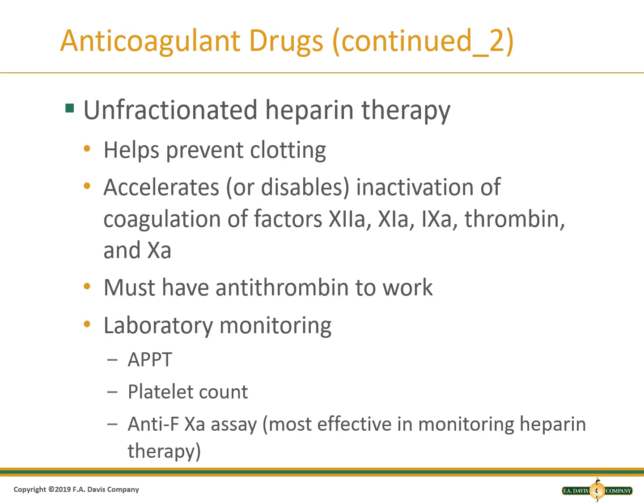We also have unfractionated heparin therapy, and this helps prevent clots. It accelerates the inactivation of coagulation factors 12A, 11A, 9A, thrombin, and 10A. It must have antithrombin to be able to work. It also requires laboratory monitoring, such as tests like PTT, a platelet count, or an anti-factor 10A assay, which is the most effective in monitoring the heparin therapy.